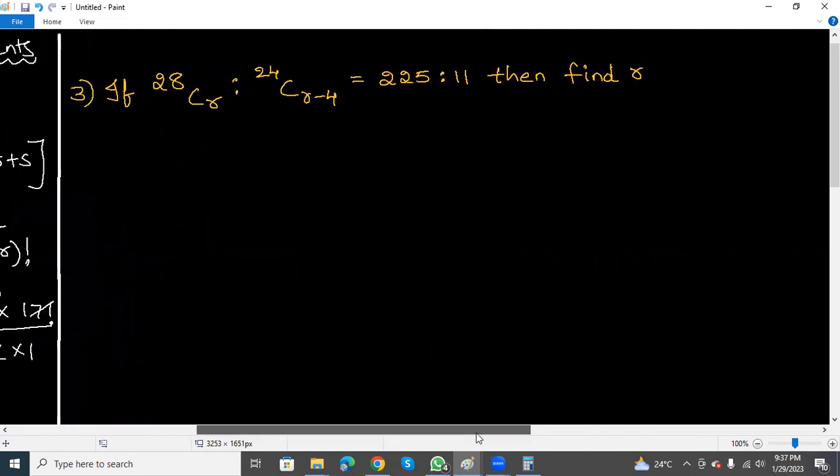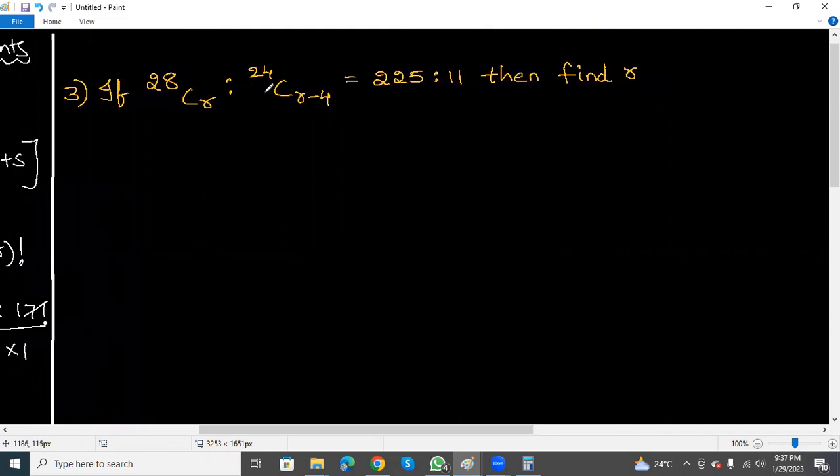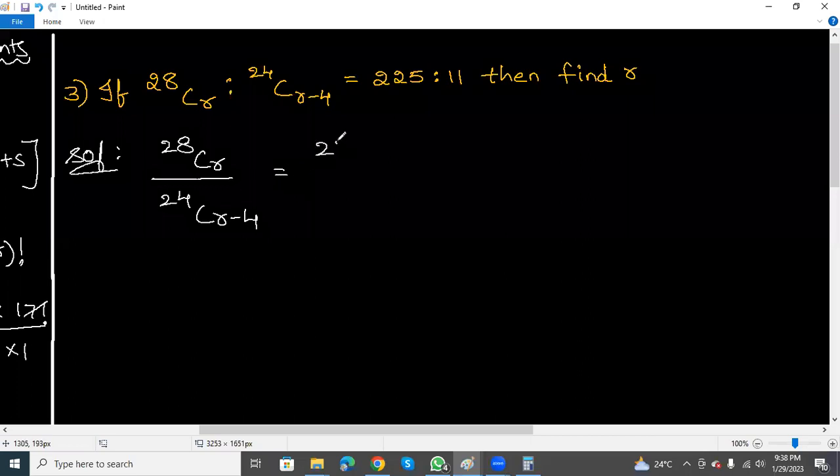Third one. If 28Cr is to 24C(r-4) is equal to 225 is to 11, then find the r value. So, the solution part. How can we write this? This ratio is nothing but a fraction, right? 28Cr over 24C(r-4) is equal to 225 divided by 11.